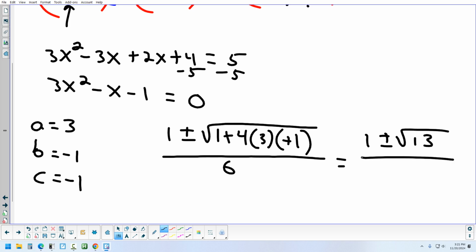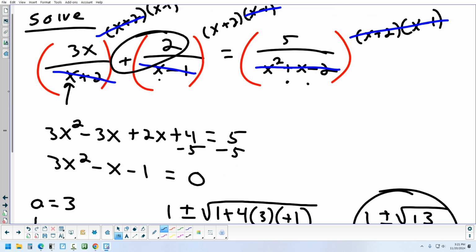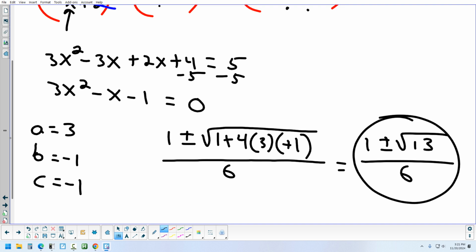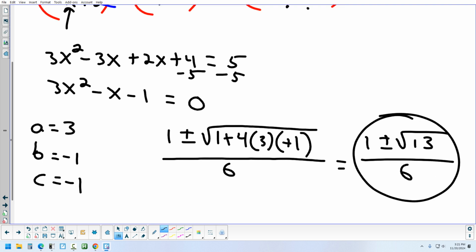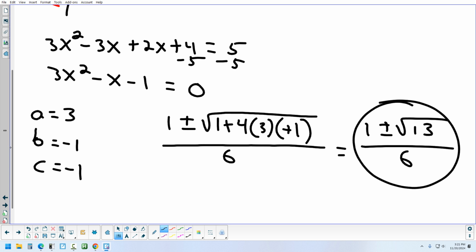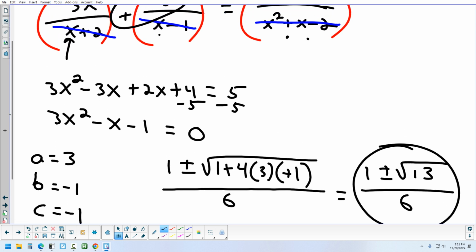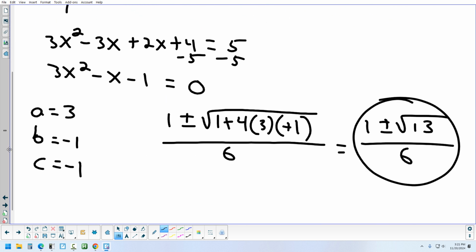Okay, so we get 1 plus or minus root 13 over 6. And the two numbers that we needed to look out for were negative 2 and 1. And that's not either one of those numbers. Okay. So that is the answer to that problem. And you would have to do something like that algebraically, because if you try to use the graphing calculator to graph it and do something with that, it is not going to give you an exact answer like that one.